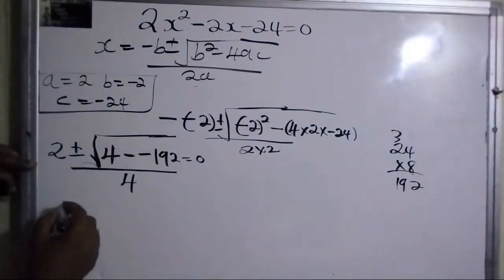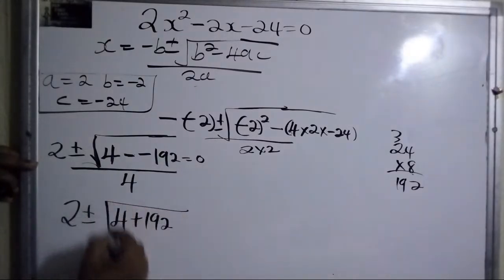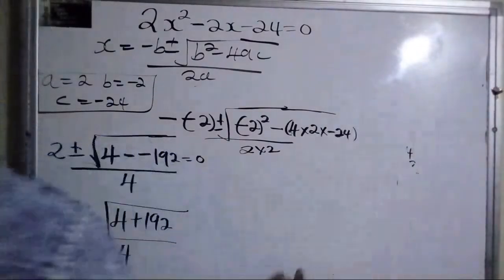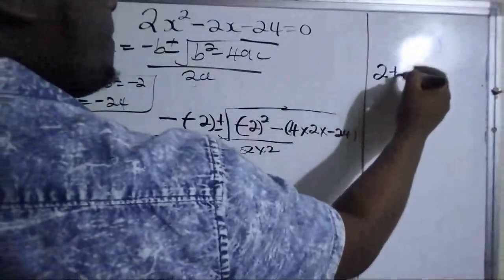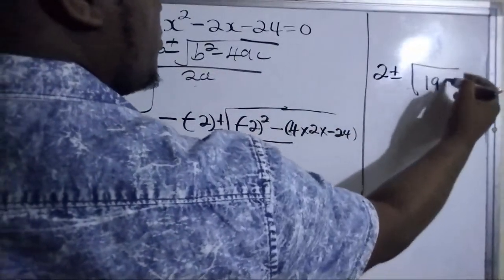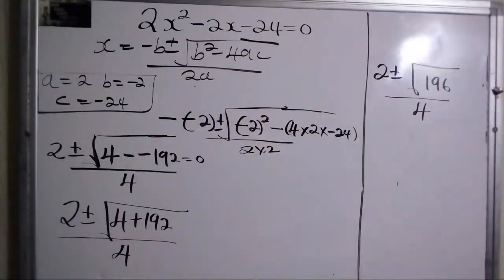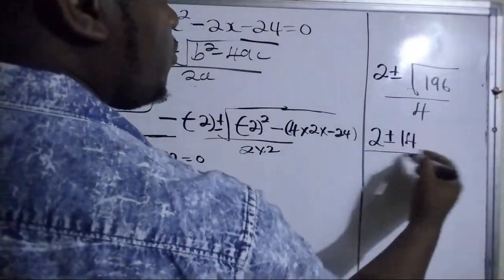Alright, so we go to now 2 plus or minus the square root of 4 plus 192, over 4. So all we have to do now is to say, okay, what's 192 plus 4? And that gives us 196. So guys, what number multiplied by itself gives us 196? Alright, so that will be 14. So we have 2 plus or minus 14 over 4.